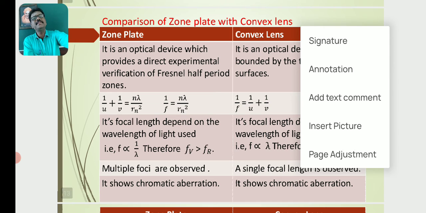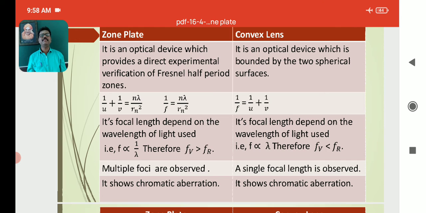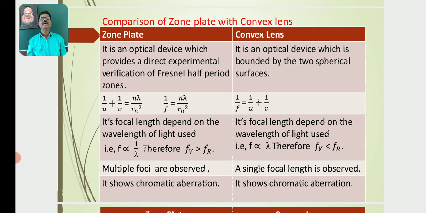So what are the comparisons between a zone plate and a convex lens? A zone plate is an optical device which provides a direct experimental verification of Fresnel's half-period zones. A convex lens is an optical device which is bounded by two spherical surfaces. In case of zone plates, 1 by u plus 1 by v is equal to n lambda by rn square. That means 1 by f is equal to n lambda by rn square.